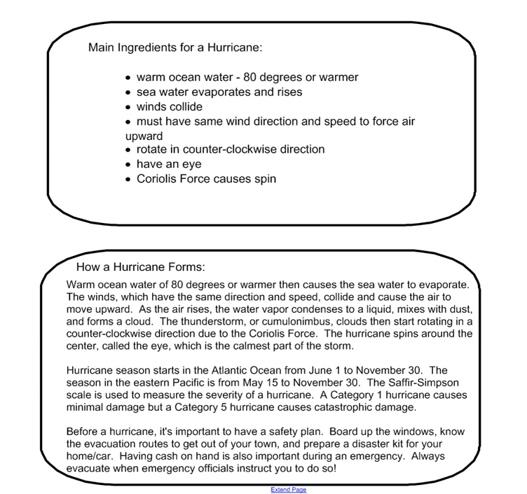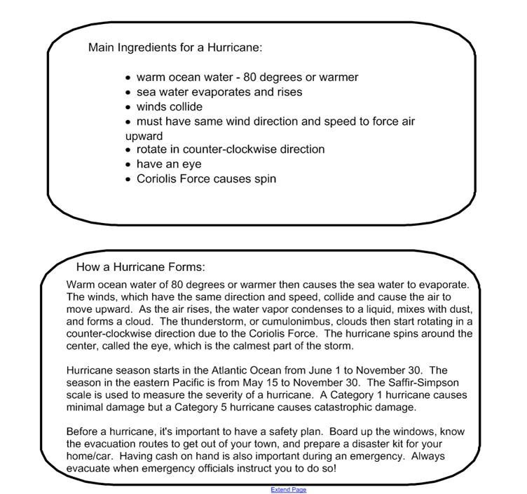So, warm ocean water of 80 degrees or warmer causes the seawater to evaporate. It's warm water, you have the sun out, it's going to evaporate, and whenever it evaporates, then you have that water vapor. So the winds, which have to have the same direction and speed, collide and cause the air to move upward. And in that air that's moving upward, you have that water vapor that evaporated from that warm ocean water. And as the air rises, that water vapor condenses to a liquid, mixes with dust, and forms a cloud.